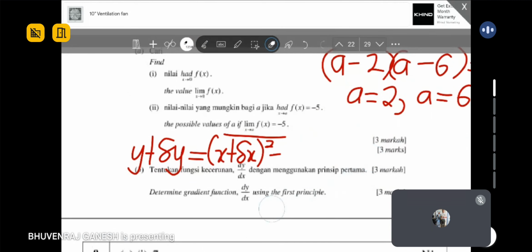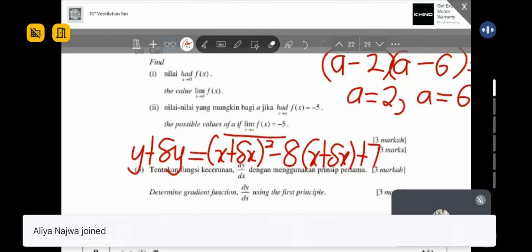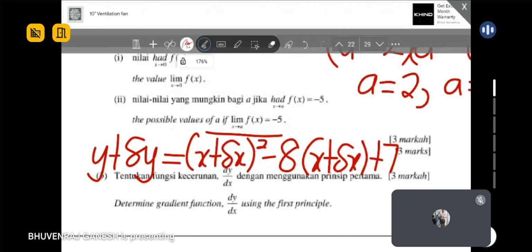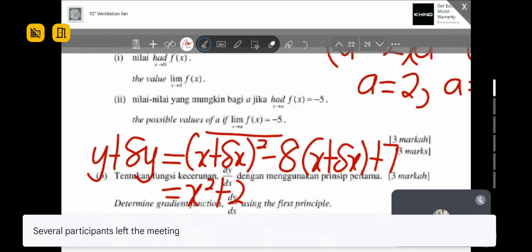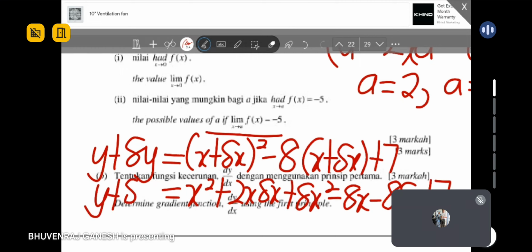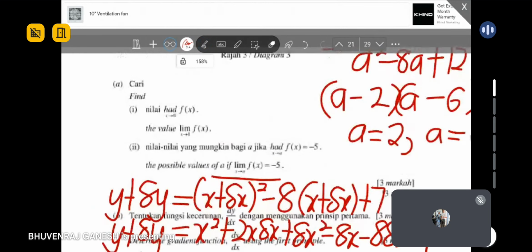Okay, so you can start to expand. Kamu kena kembangkan. So it's something like this. x plus delta x, squared, minus 8 times x plus delta x, plus 7. Yes, correct. Now you can expand the right hand side. Kembangkan macam biasa. x squared plus 2x delta x plus delta x squared, minus 8x minus 8 delta x, plus 7. Okay, boleh? Boleh faham pengembangan? Saya rasa okay dah. Kalau algebra kamu strong, senang saja.